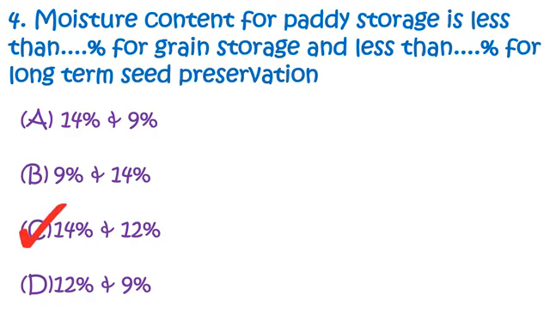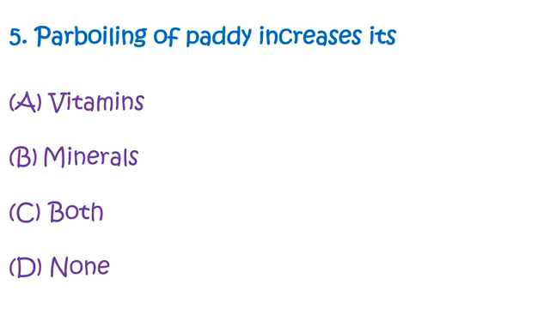So the moisture content for the paddy has to be less than 14% for the grain storage, that is the rice, and less than 12% for the long-term preservation of the seed. That is, it has to be less than 12%. So here the correct option is option C, 14% and 12%.